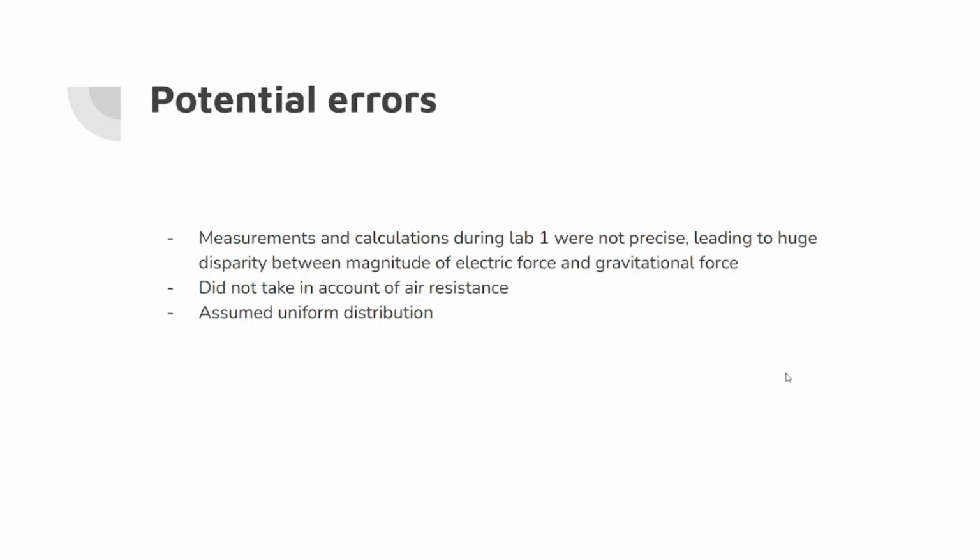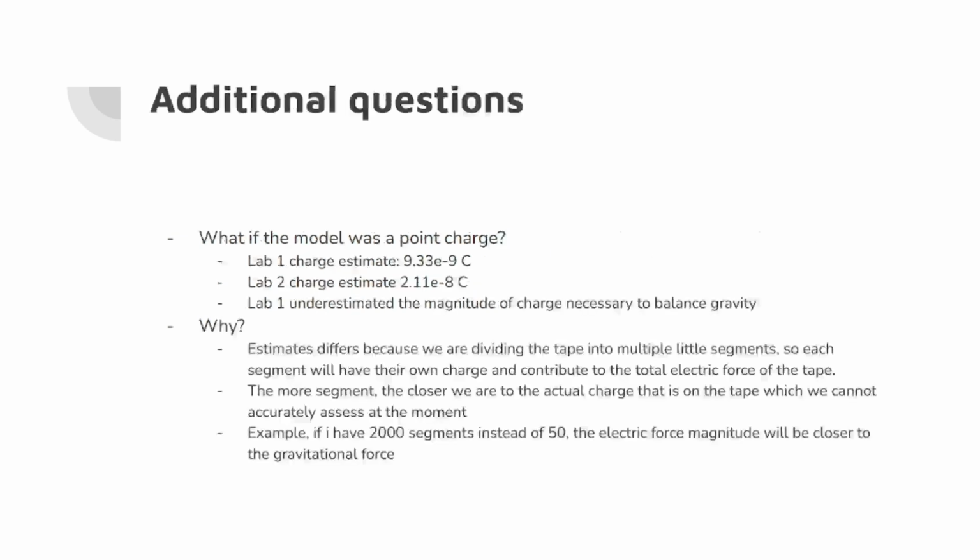Here are some potential errors that I made. Measurements and calculations during Lab 1 were not precise, leading to a huge disparity between the magnitude of the electric force and the gravitational force. I did not take into account air resistance, and we assumed uniform distribution on the tape. Another possibility is that during the handling of the tape, there was some loss of charge, with charges being displaced into the surroundings, such as our hands or the table.